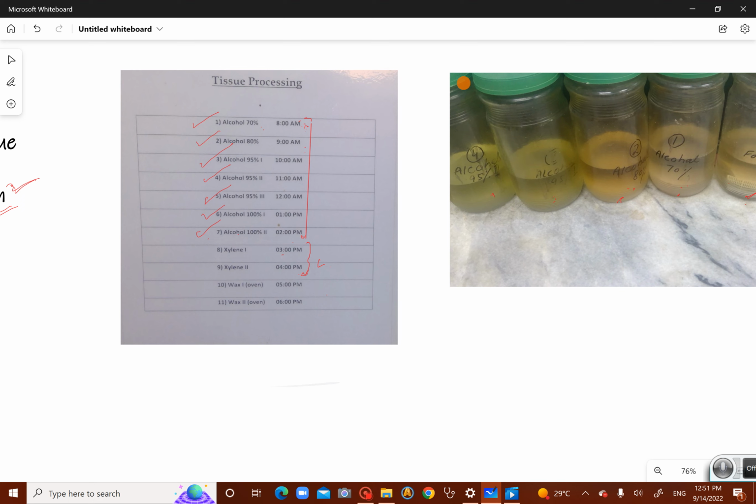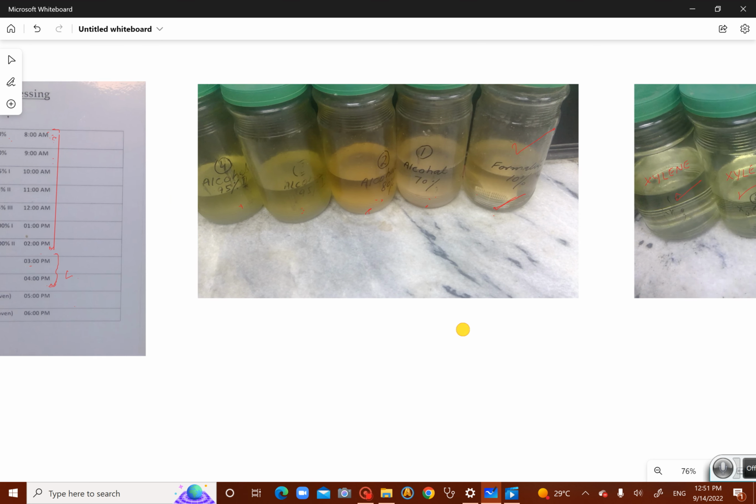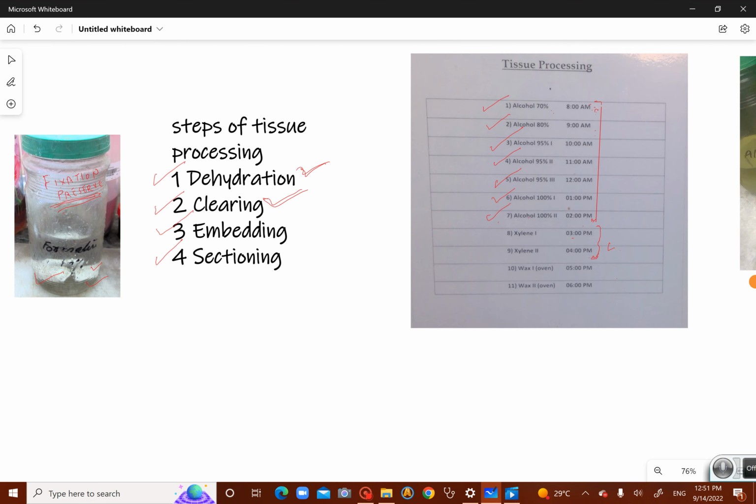That is clearing. Now we come to the next stage, which is embedding. Embedding is embedding liquid paraffin inside the cell, which will replace the xylene now.